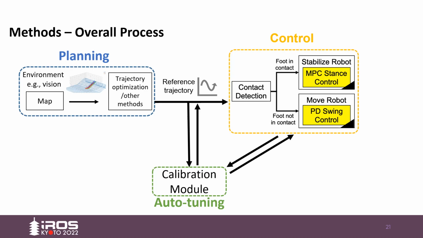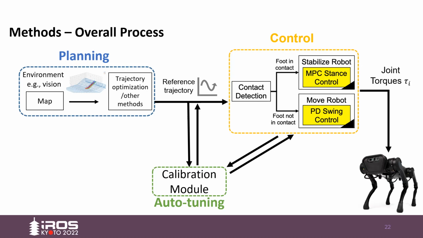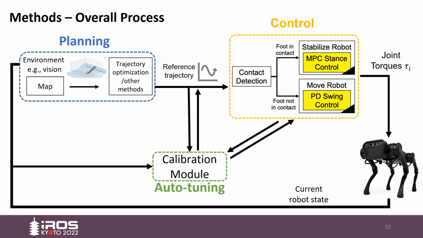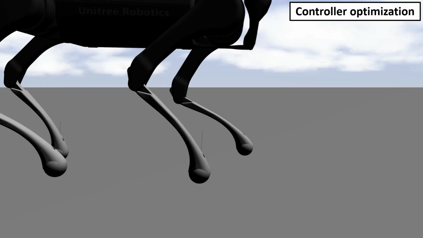Both controllers have parameters that we can tune or calibrate. This can help make simple and well-known controllers more robust to external factors or model errors. During operation, as these parameters are calibrated online, we continuously receive joint torques from our controller to move the robot, where the state of the robot is used to feed back to the planning and auto-tuning module. I will now discuss the training objectives.